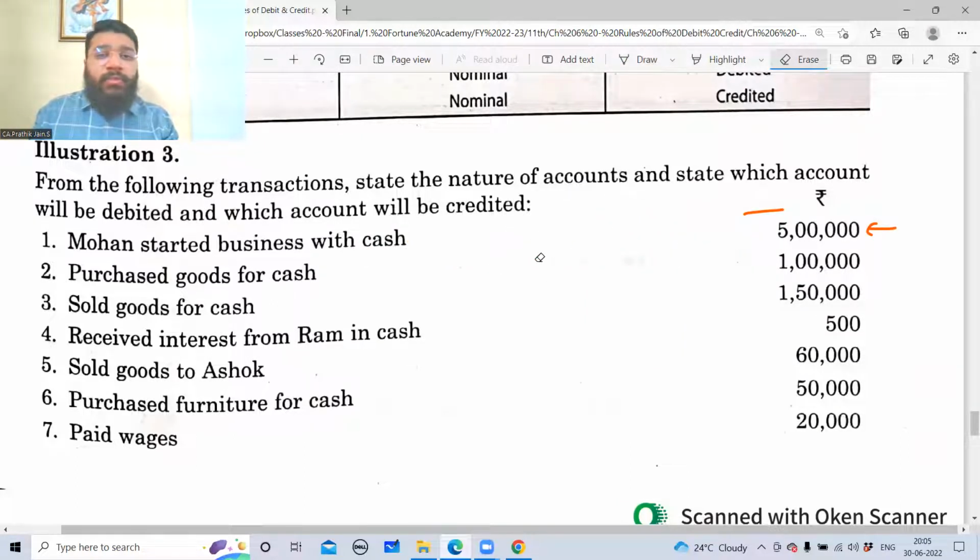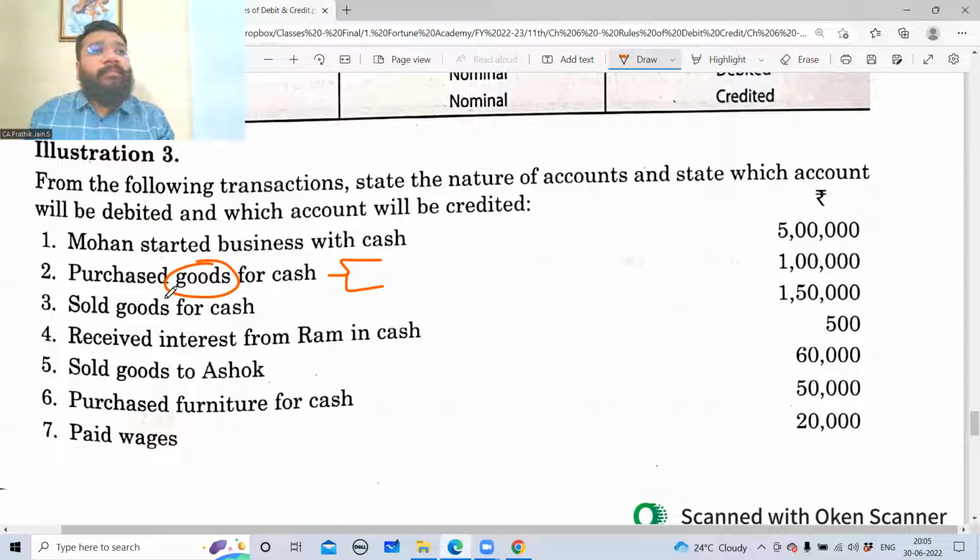Next is purchase of goods for cash. What will happen to goods? Correct. But will I open a goods account? Purchase is taken care of at the end of the year by passing an adjustment entry. So don't worry about the goods now. The two accounts that are affected are purchase and cash.